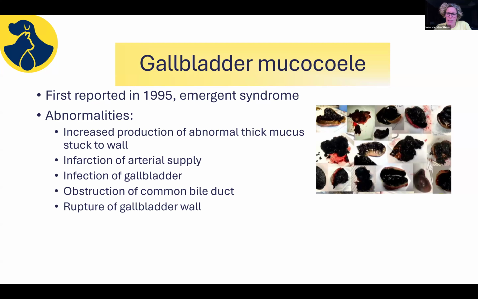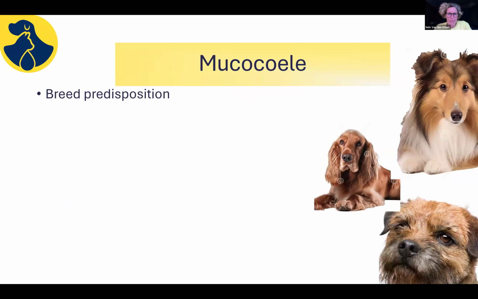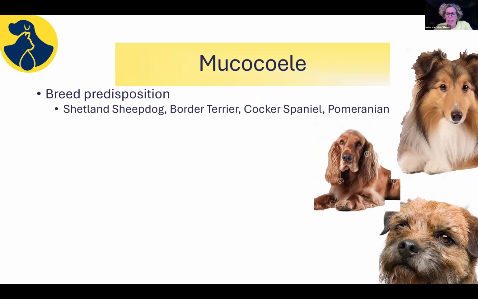Some of these dogs had infarction of the arterial supply to the gallbladder and potentially necrosis of part of the wall. They could become secondarily infected. If part of the mucus comes off, it can start obstructing the common bile duct and cause bile duct obstruction, or you could get a rupture of the gallbladder wall. Surgery is still and has always been the mainstay of treatment, but a lot of these patients get picked up by medicine clinicians. So what else do we know?